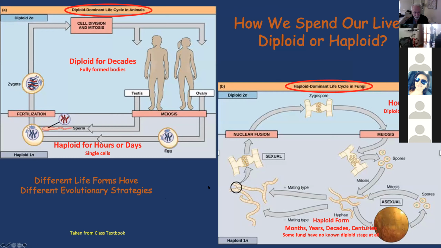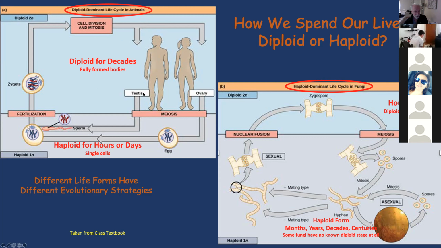I'd like to make a point about lifestyles. Different life forms have different evolutionary strategies. I've just been talking about humans. Humans have what's called a diploid dominant life cycle. In fact, most animals have a diploid dominant life cycle, which means that throughout most of their lives, they're diploid. And they're fully formed bodies, they're diploid.